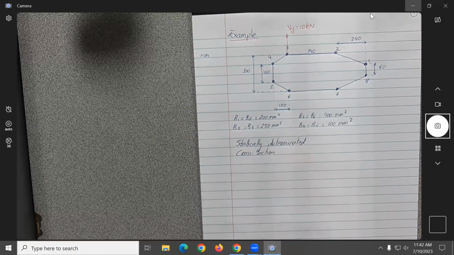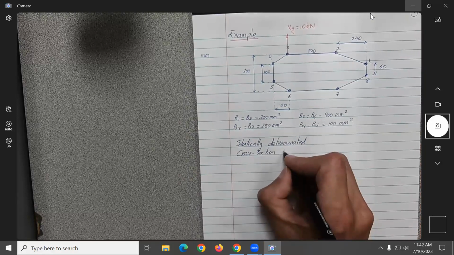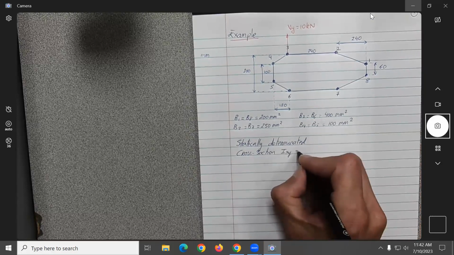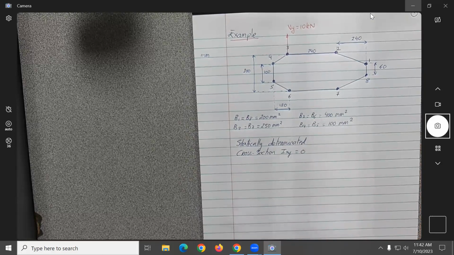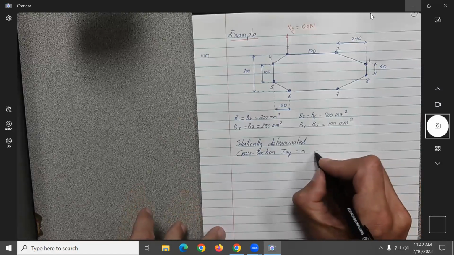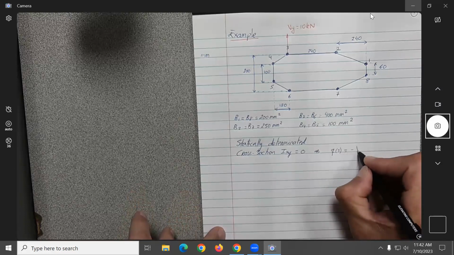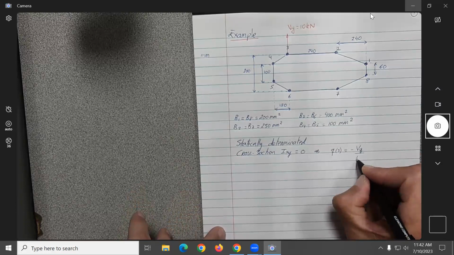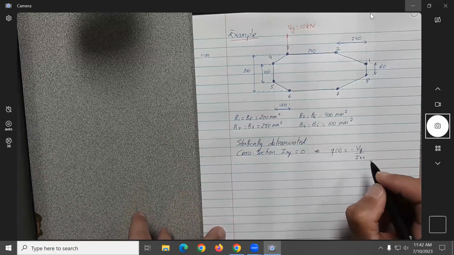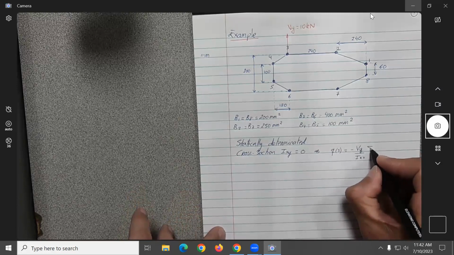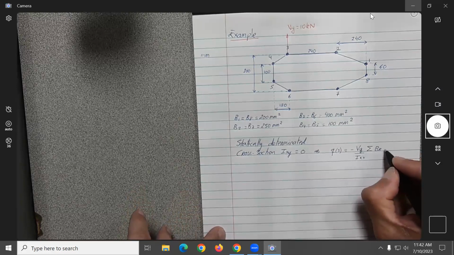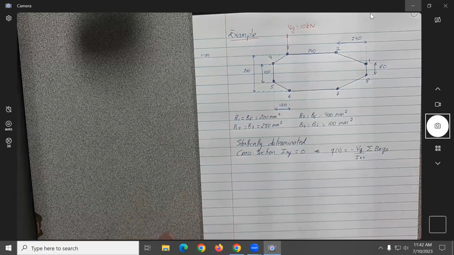What about the cross section? The cross section is symmetric. If it's symmetric, what does that mean? Ixy equal to 0. The neutral axis goes straight through the middle, perfect. And this also means that when we calculate the shear flow expression, it reduces to the one we have been using all the time: minus Vy over Ixx, summation of B sub r, y sub r.